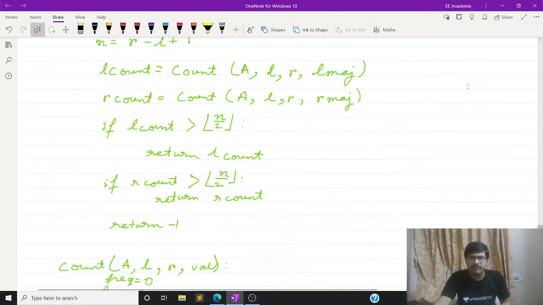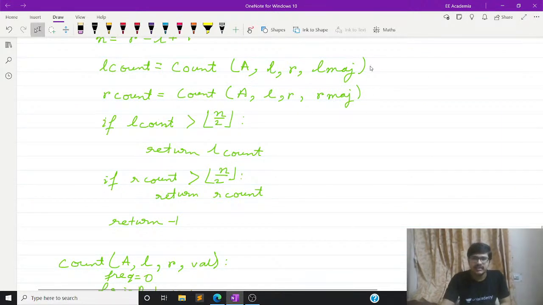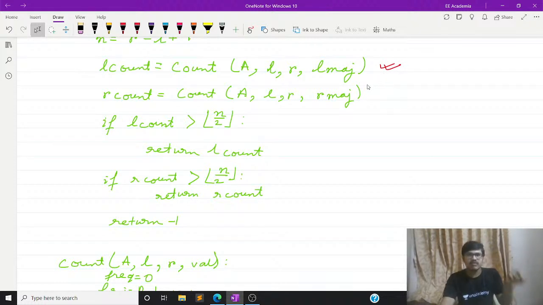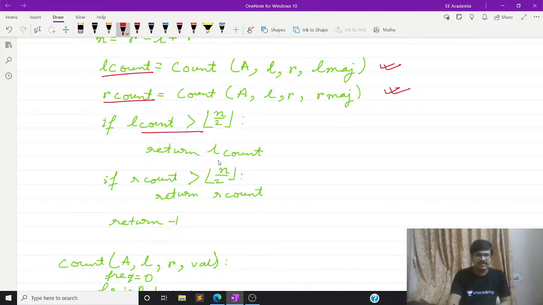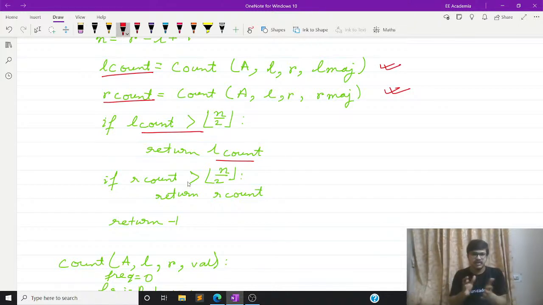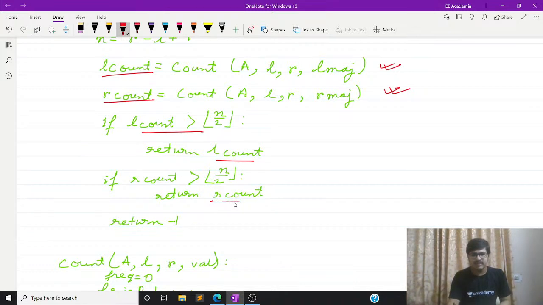So I simply count the frequency of the left majority in this array, and I also count the frequency of the right majority in this array. I stored them in these two variables. Now I see if the frequency of the left majority element is greater than n by 2, simply return that, because that is the majority element of the entire array. Otherwise, if the majority element of the right half is actually the majority element in our current array, simply return that, or else we have no majority element in our array. Just return -1.